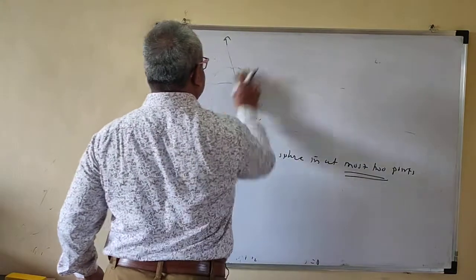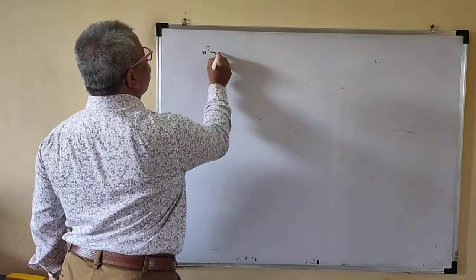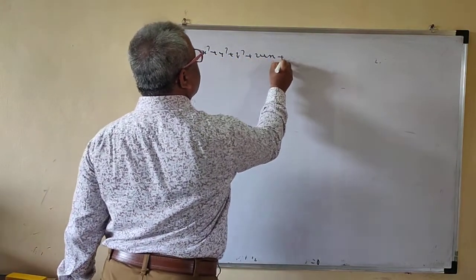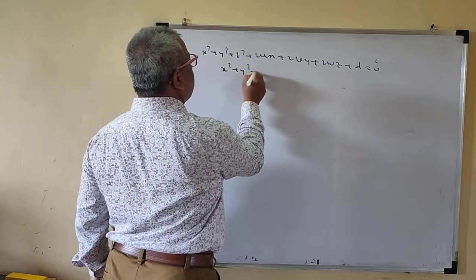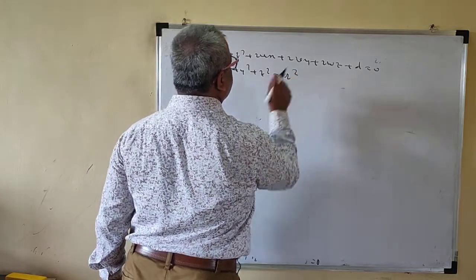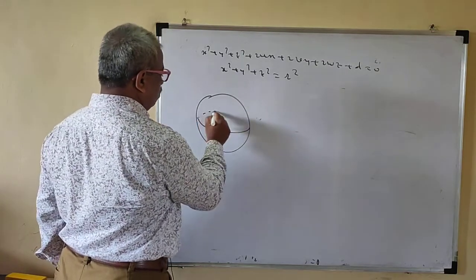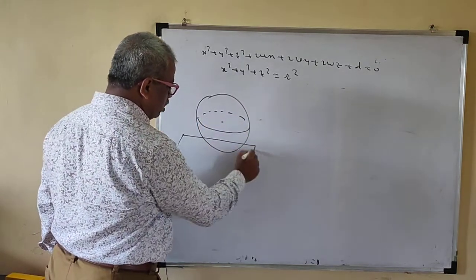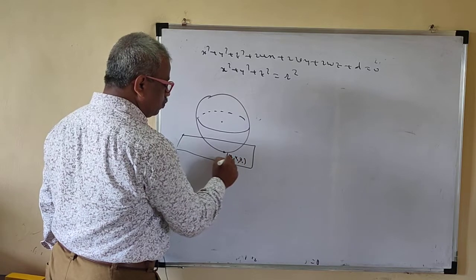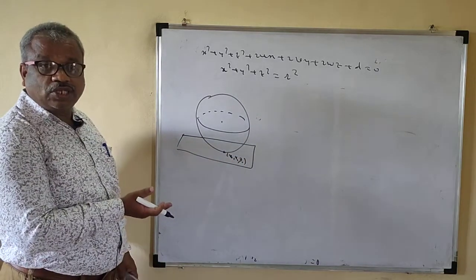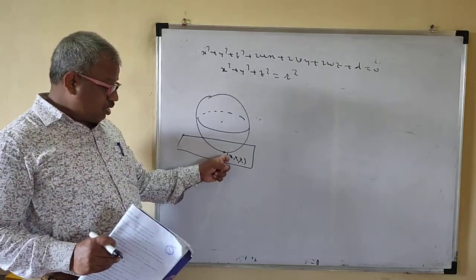Now, suppose we are given the equation of the sphere: x square plus y square plus z square plus twice ux plus twice vy plus twice wz plus d is equal to 0, or the standard sphere is equal to r square. Suppose this is your sphere, and this is the point x1 y1 z1. We want to find the equation of a plane which is tangent to the sphere at x1 y1 z1.